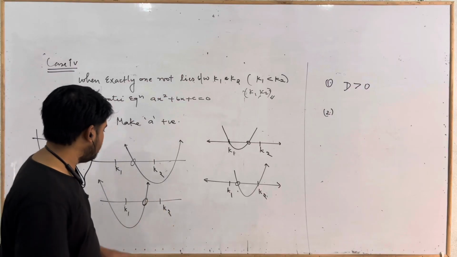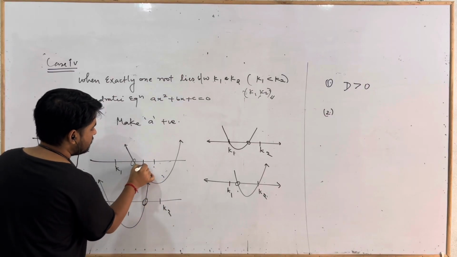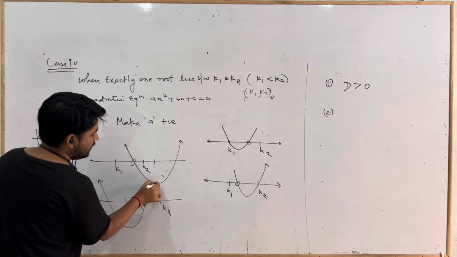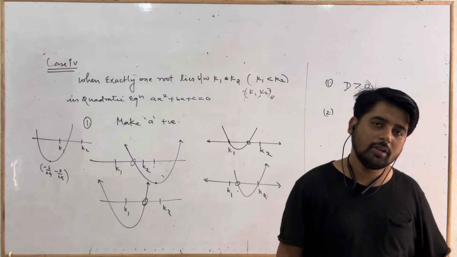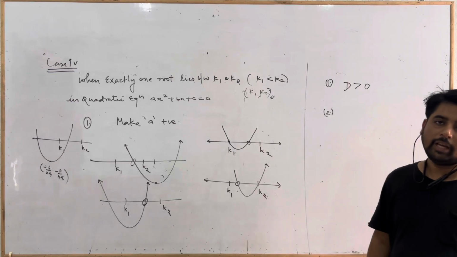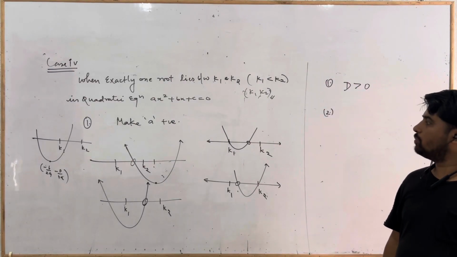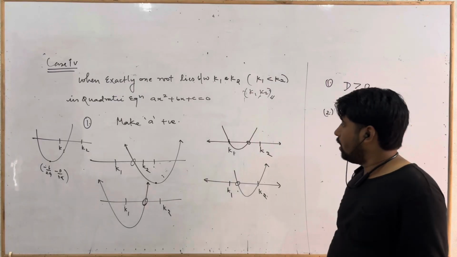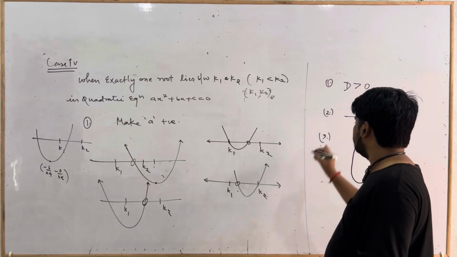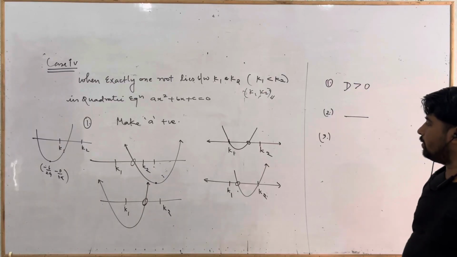But look at this one. If I say k2 is here, minus b by 2a is greater than k1 and k2. That means we cannot relate k1 and k2 with respect to minus b by 2a. So no need to write the second one. Okay. Now the third one is the value of f of k1, f of k2.